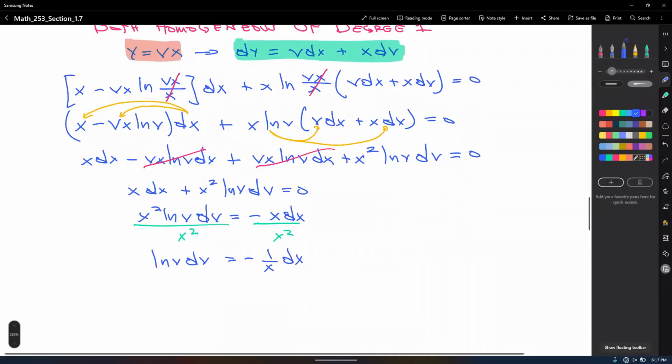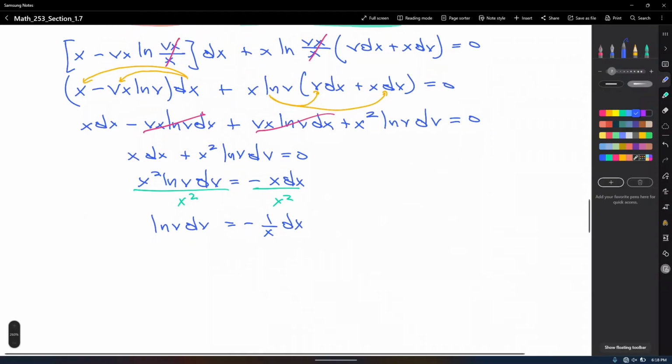We have our variables separated because, again, for a homogeneous equation, once we do the substitutions and all the algebra, we have to end up with a separable equation. Guys, if for whatever reason you don't get a separable equation, double check your substitution and all the algebra in between, or maybe the equation they told you was homogeneous is not. So double check. Well, in this case it is.